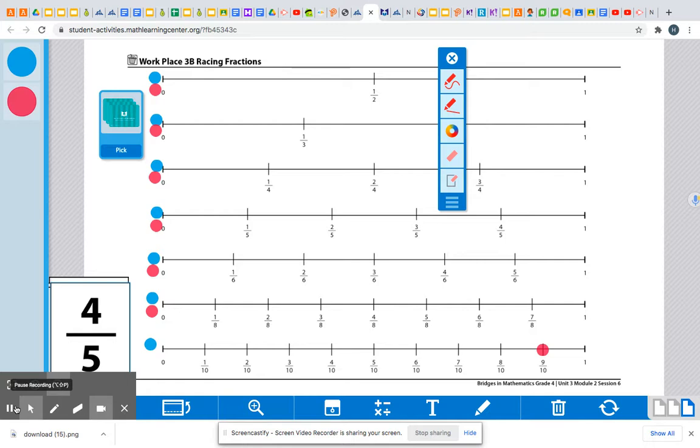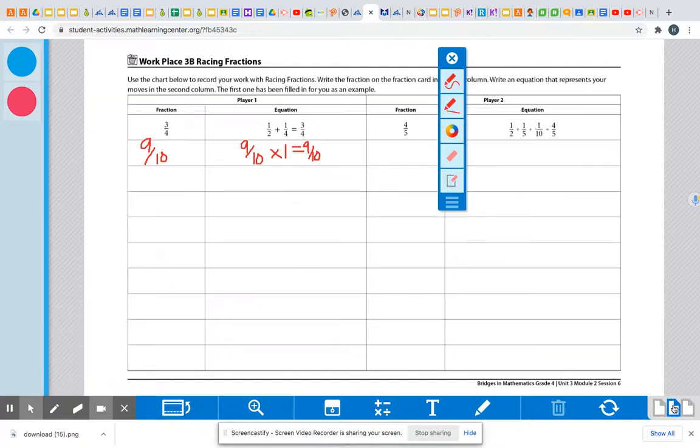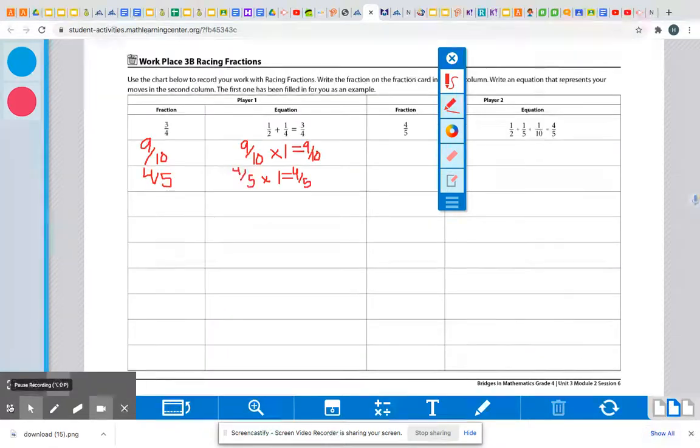All right, so now I have flipped over 4/5. I'm going to move my game marker to 4/5. And again, I'm just going to keep it really simple to get started, and I'm going to record that on my record sheet here. I'll go ahead and write my equation. You can see that I wrote 4/5 times 1 equals 4/5.